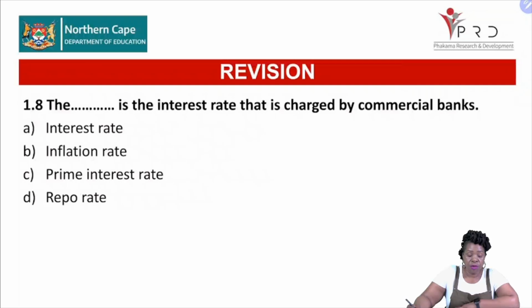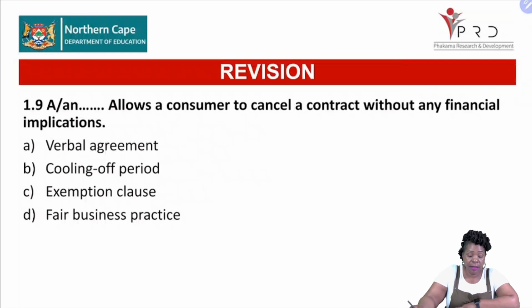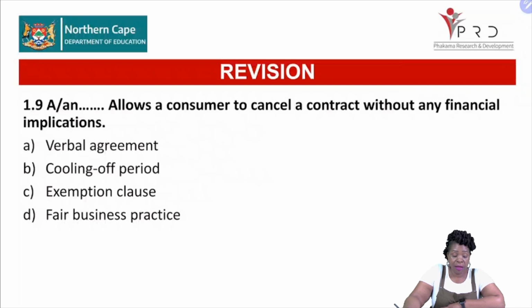And then we go on to 1.9. It says a dash allows a consumer to cancel a contract without any financial implications. That is A, verbal agreement, B, cooling off period, C, exemption clause, and D, fair business practice. Right, answer 1.9, and then we go to the last one, which is 1.10.